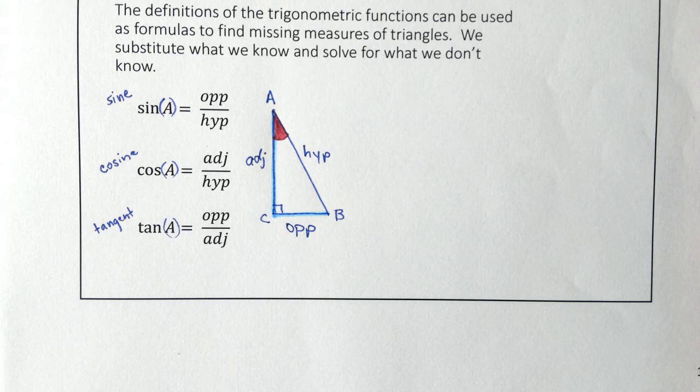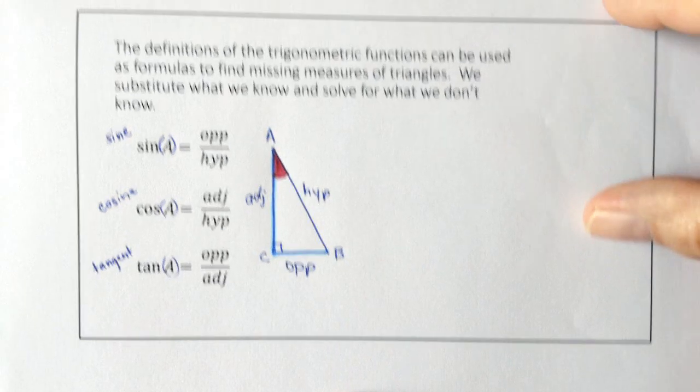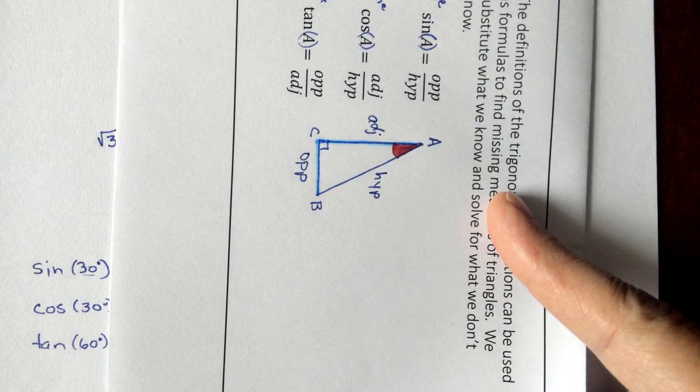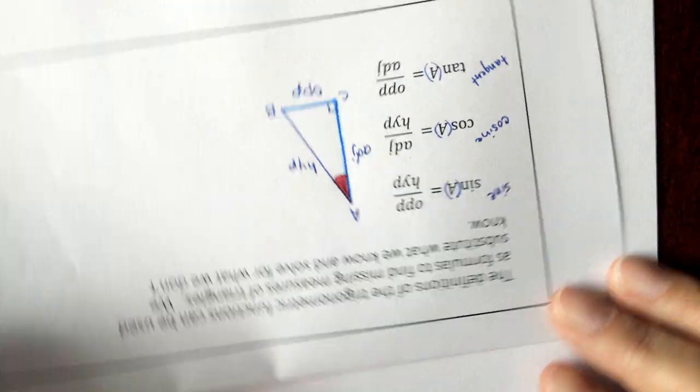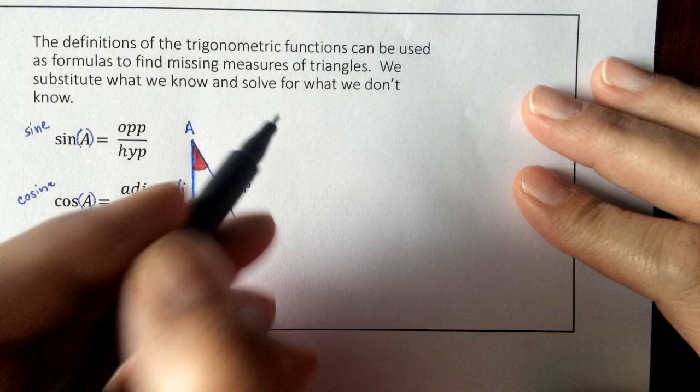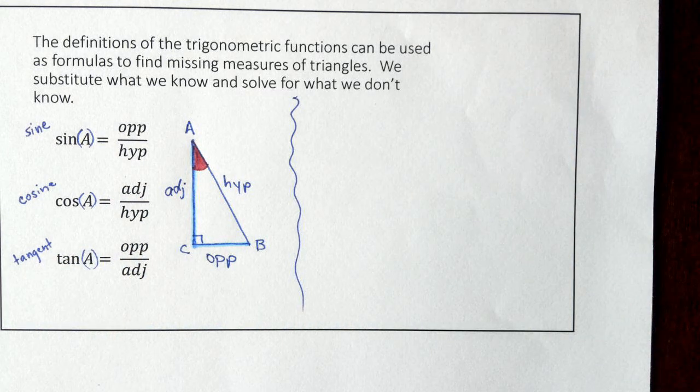Depending on how we turn this triangle around, sometimes the opposites and adjacents change to different positions. It just depends on the orientation of your picture. Okay, now let's do an example.